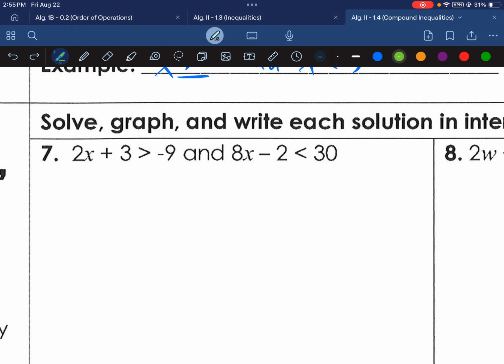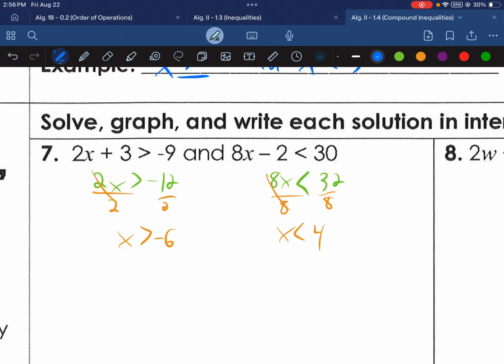So when they're and inequalities, we solve them separately. So number 7, solving the first inequality here, I'm going to subtract 3 from both sides and get 2x is greater than -12. Then I'm going to divide by 2 on both sides and get x is greater than -6. Then I solve my other inequality by adding 2 and get 8x is less than 32. And dividing by 8 results with x being less than 4.